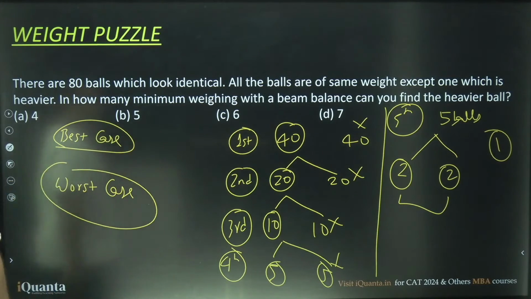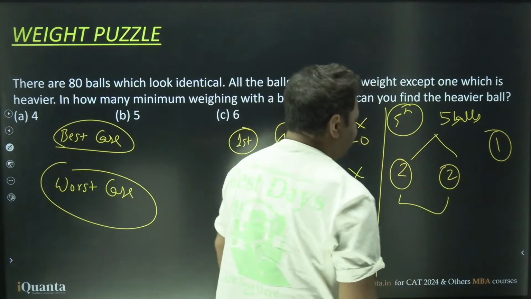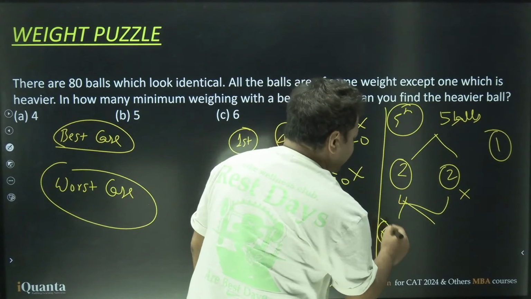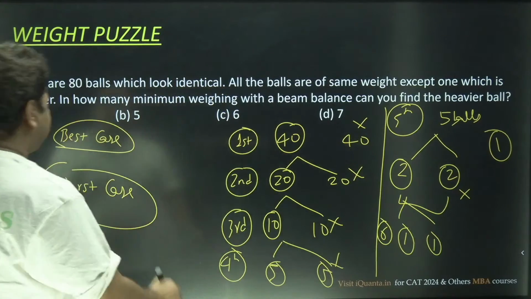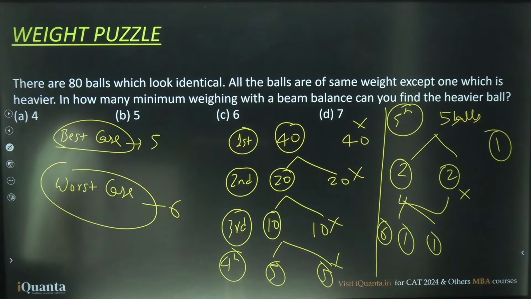The worst case scenario is जो बाहर निकला है वो हैवी नहीं था. इनमें से कोई एक हैवी दिख रहा है, जो हैवी दिख रहा है उसको मैंने सिक्स्थ आइटरेशन में फिर से एक एक करके वे कर लिया. So best case scenario में I am getting 5, worst case I am getting 6. Is that clear? Exactly. All of you got that? है ना? Best case 5 is the answer, worst case 6 is the answer.